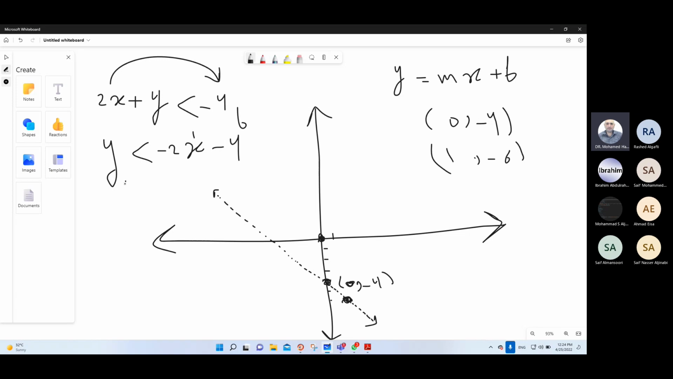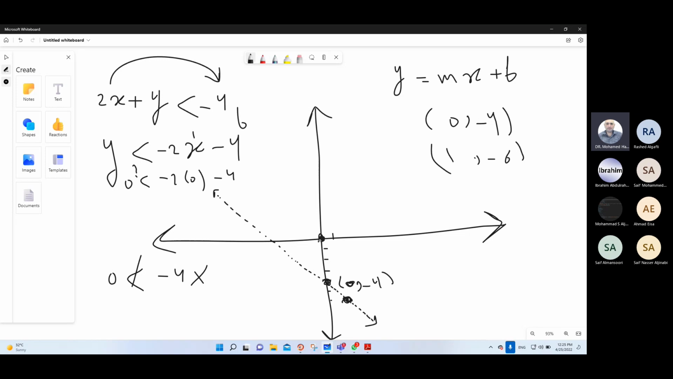Here the value of y is 0, less than minus 2 times 0, minus 4. So you have 0 less than: minus 2 times 0 will be 0, and 0 minus 4 will be minus 4. Is 0 less than minus 4? No. So this is wrong.